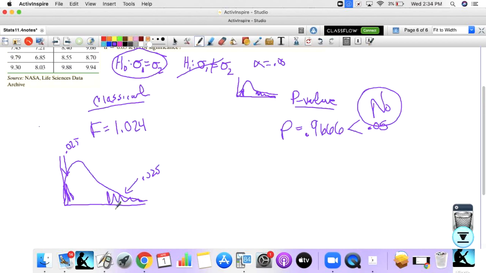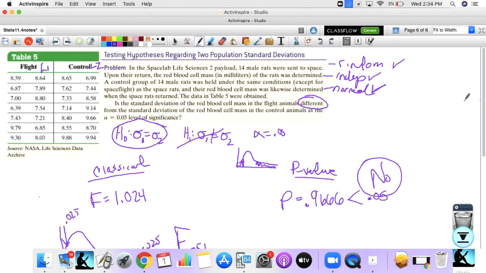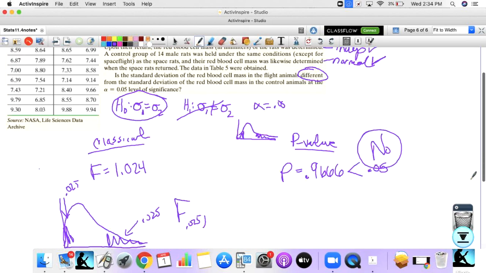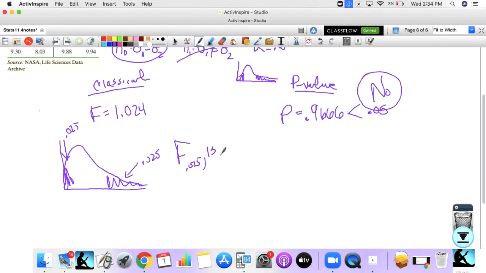Let's start off with the easier one. I'm going to do the F-score of 0.025 with my degrees of freedom, and I think each of these sample sizes was the same, 14. So this has 13 degrees of freedom, and this has 13 degrees of freedom. So 13 for my first, 13 for my second. Okay, and I'm going to go to my book right now. I'm going to go all the way to the back to page A16, and I'm going to look for my 13 and 13.